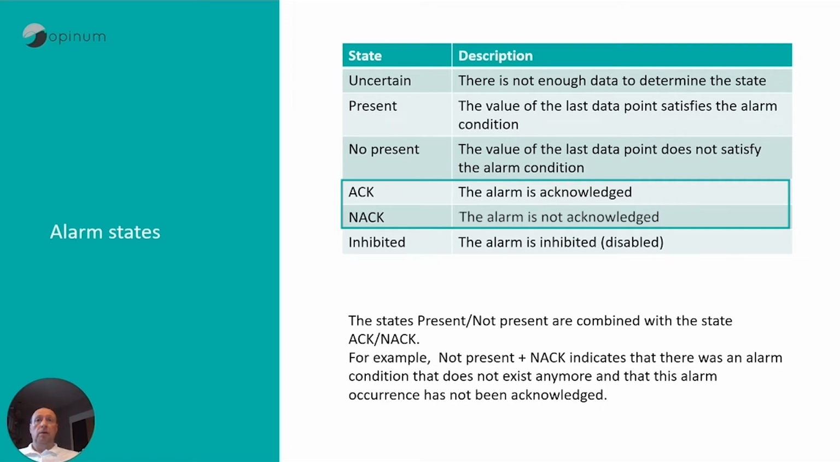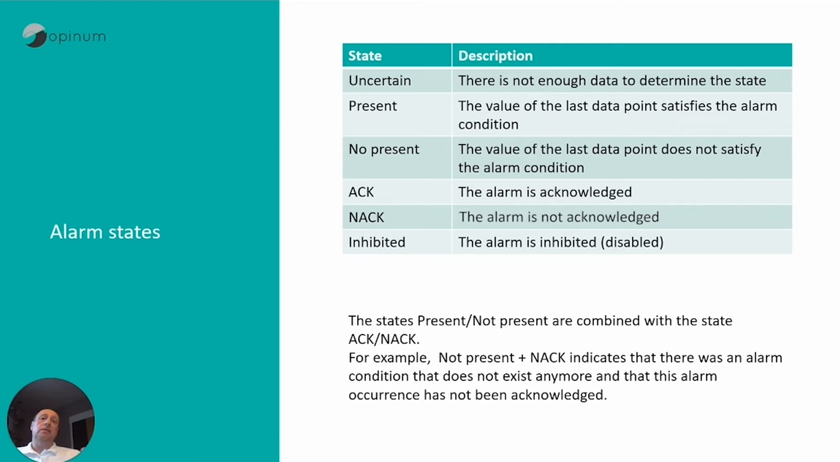So the states can be mixed between present, not present, and acknowledged, not acknowledged. Meaning that you can have an alarm that is present, but that is not yet, or that will never be acknowledged, and that is stored in the database in the alarm occurrence. The last state is inhibited, so you have a way through the API to disable the alarm feature for any reason, just because you don't want to get any notification anymore.